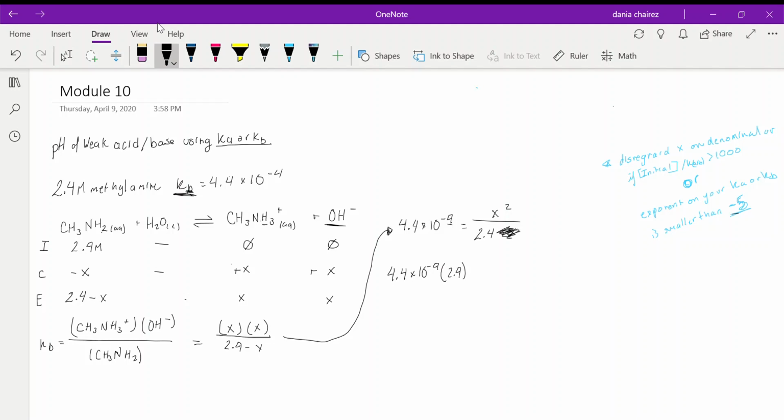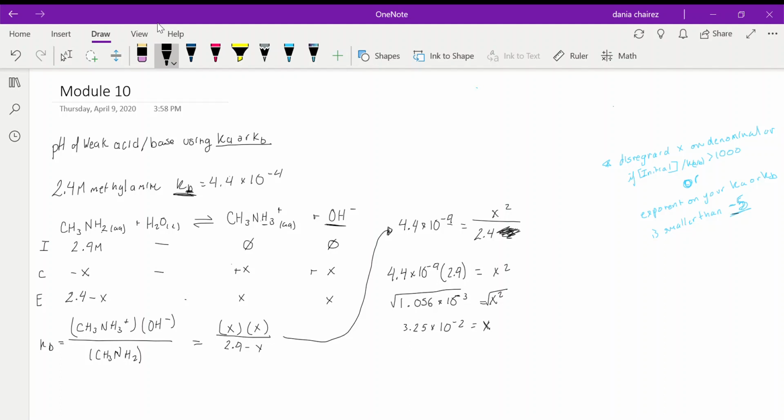Times 2.4 is equal to x squared, which gives me 1.056 times 10 to the negative 3 is equal to x squared. We take our square root so that we can solve for x, which is 3.25 times 10 to the negative 2 is equal to x.